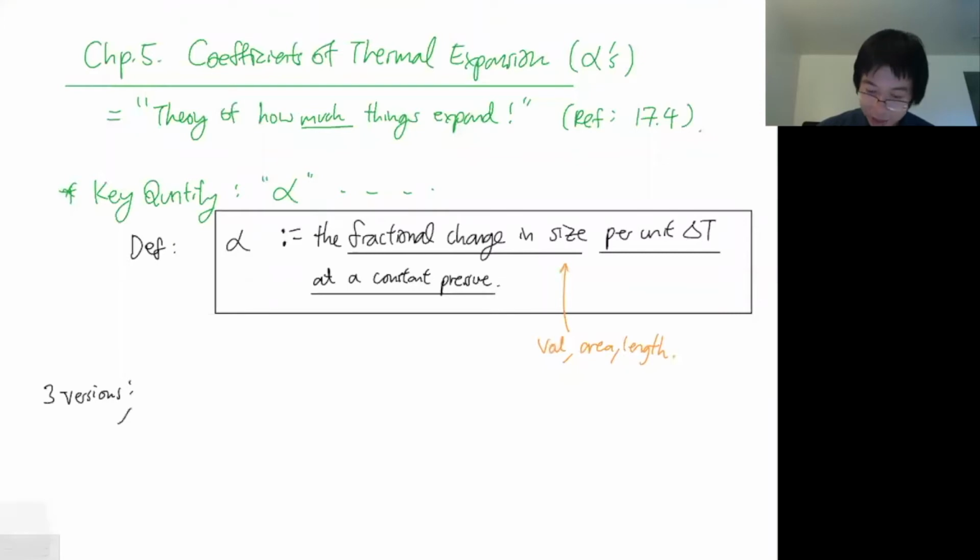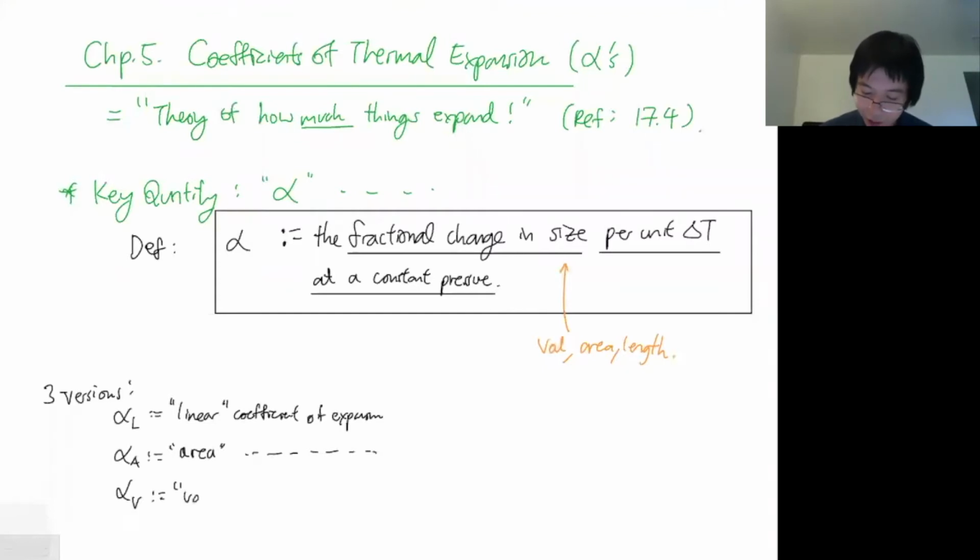There is the alpha L, which is called the linear coefficient of thermal expansion, or just, if you're being lazy, the linear coefficient of expansion. And then there's alpha A, which is the area coefficient of expansion. And then there's alpha V, the volume coefficient of expansion. So there are three of them. Depending on whether you want to see how much the length, the area, or the volume changes, you use each of these coefficients.